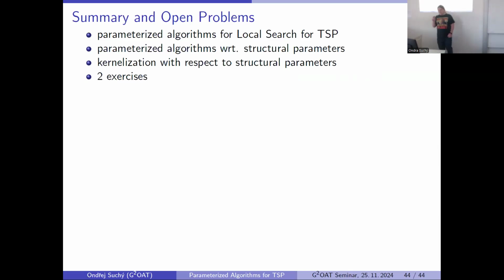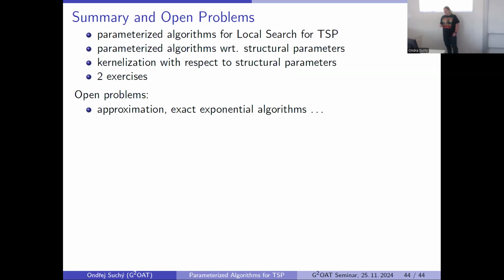So what you have seen is a parameterized algorithm for local search for TSP, a parameterized algorithm with respect to structural parameters. You have seen kernelization with respect to structural parameters. You have seen two exercises. And what are the open problems?